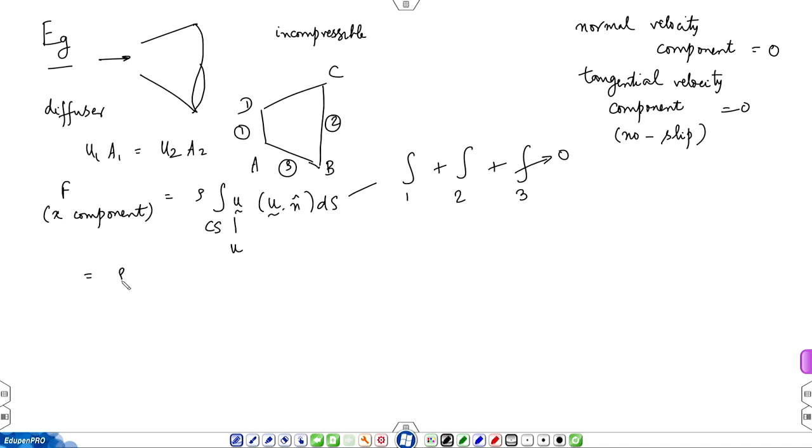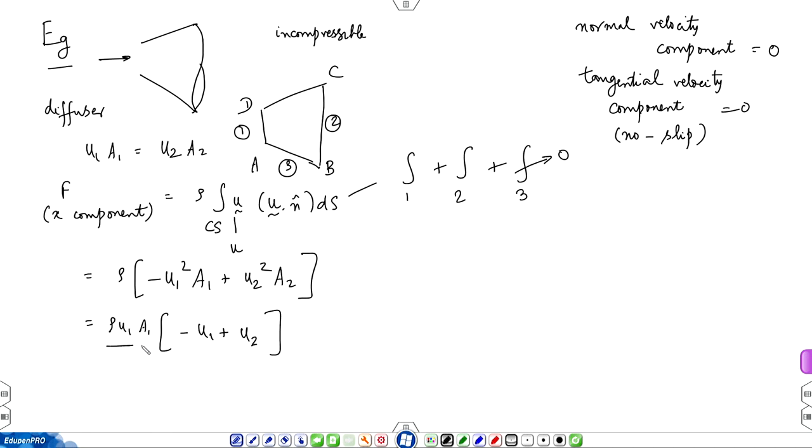So, this will be equal to rho times minus u1 square A1 plus u2 square A2, and u1 A1 equal to u2 A2. So, this is equal to rho u1 A1 times minus u1 plus u2, which is u2 minus u1. This rho u1 A1 we will often denote by the symbol m dot, the mass flow rate through the tube. So, u1 A1 is the volume flow rate and times density gives the mass flow rate.